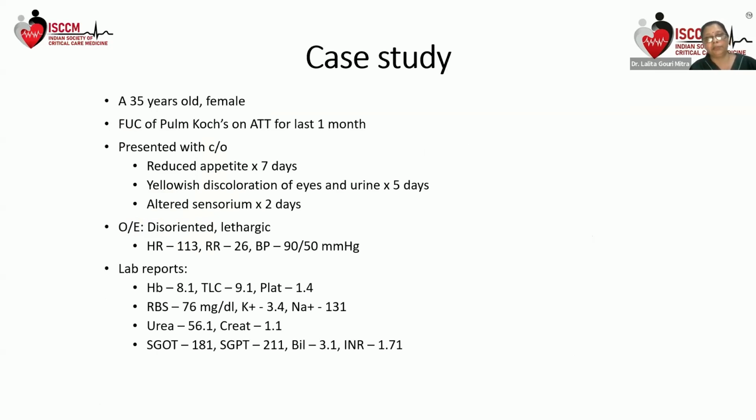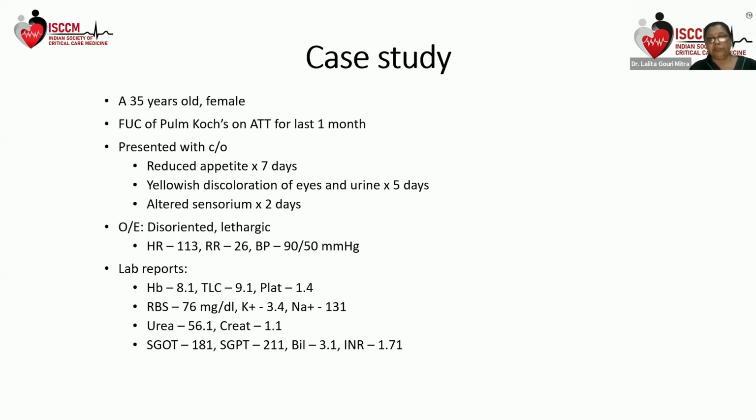She's a follow-up case of pulmonary TB on ATT for 1 month, presents with reduced appetite of 7 days, yellow discoloration of eyes and urine 5 days, altered sensorium for 2 days. She's disoriented, lethargic, with a respiratory rate of 26, a blood pressure of 90 by 50 millimeters of mercury, and a heart rate of 113 per minute.